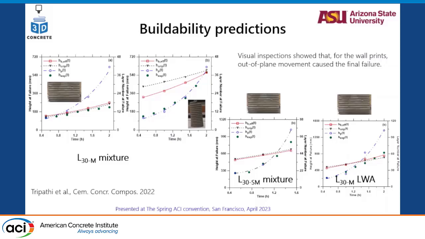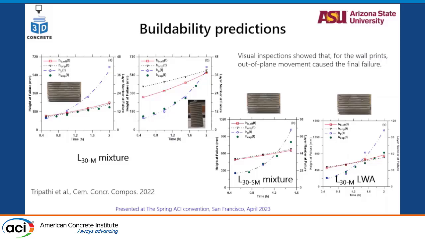So when I say open time, it's basically the time to which a material most probably could be extruded and printed. So the accuracy of the model was quite good with the prediction. It was verified over four different mixes. You can see there are two other mixes.